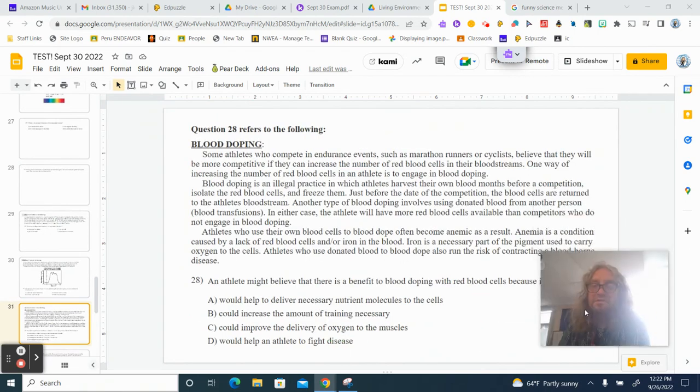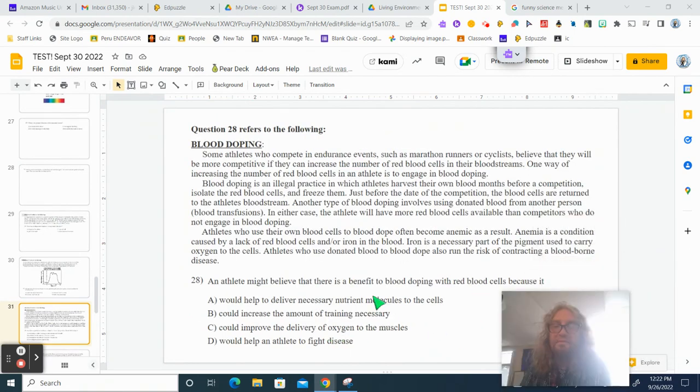Question 28 refers to the following: blood doping. Some athletes who compete in endurance events, such as marathon runners or cyclists, believe they will be more competitive if they can increase the number of red blood cells in their bloodstream. One way of increasing the number of red blood cells in an athlete is to engage in blood doping. Blood doping is an illegal practice in which athletes harvest their own blood months before a competition, isolate the red blood cells, and freeze them.